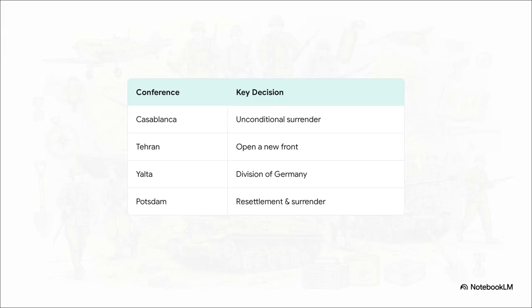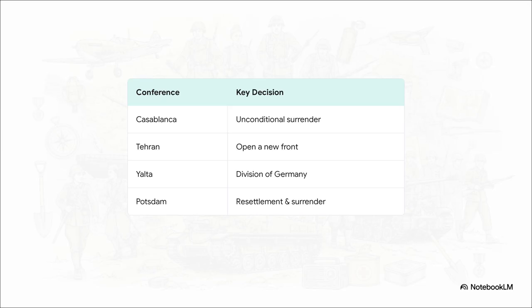The answer lies in these 4 major summits. Honestly, this is probably the most high-yield study tool in this whole explainer, so make sure you've got this down. In 1943, Casablanca established the goal of unconditional surrender. Later that year, Tehran is where they decided to open a new front in France. By early 1945, the Yalta Conference divided Germany into occupation zones and allowed Soviet influence in Central Europe.